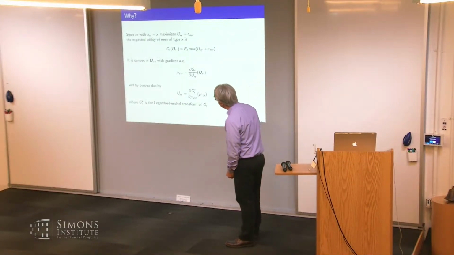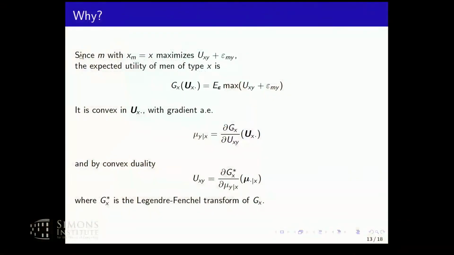And this then is very important to us, because it's telling us this G star is the transform of this function. Once I know the distribution of epsilon, because I postulated it, I can compute this function. I observe this in the data. They're just matching probabilities. And so I'm going to get the U's. I can do the same with women, and I'm going to get the V's.